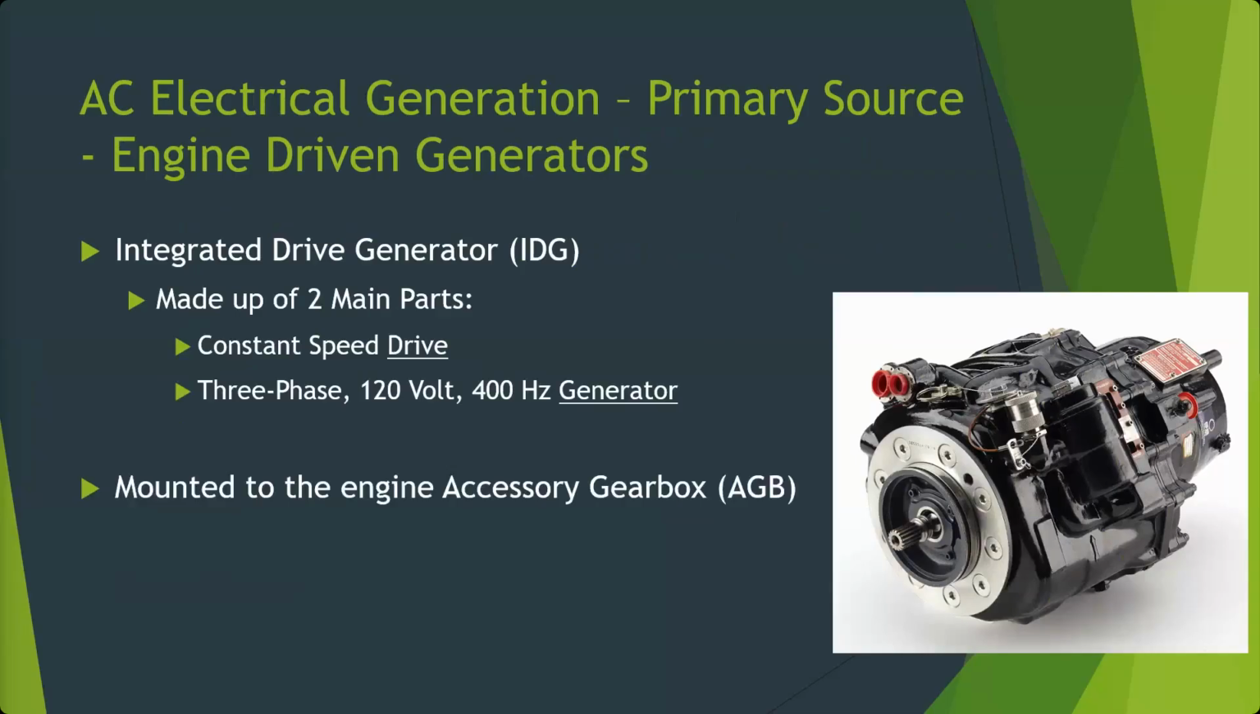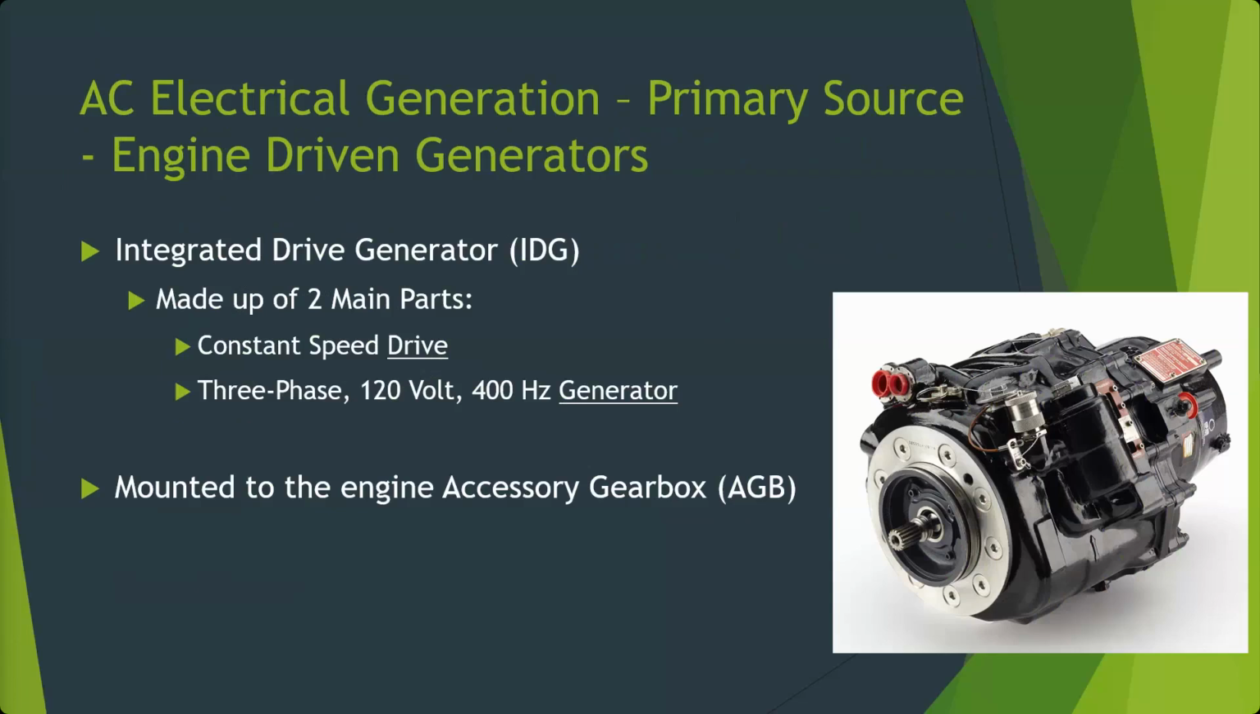So this is made up of two parts. Now, the one you'll look at on the JT9 is going to be a little bit different than what I have pictured here. We have our constant speed drive. There's where the drive portion comes from. And then a three-phase 120 volt, 400 hertz generator, right? And these are mounted to the accessory gearbox.